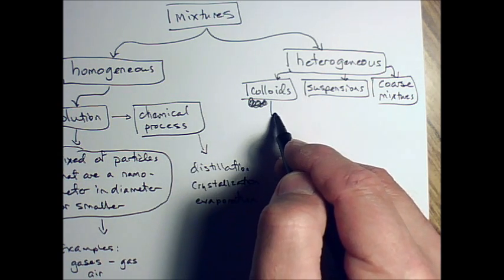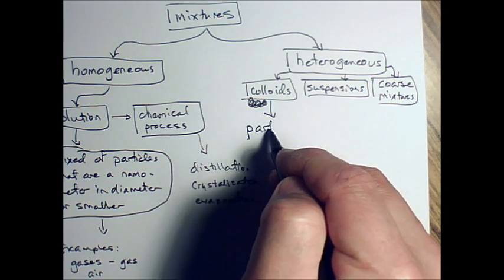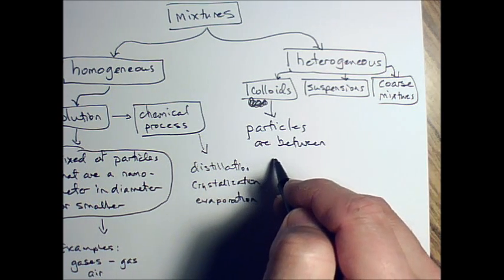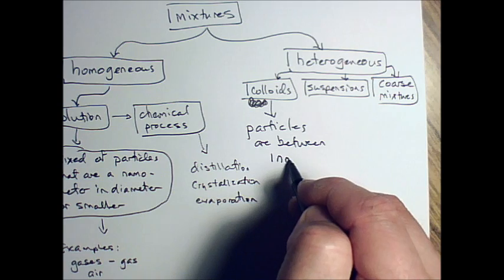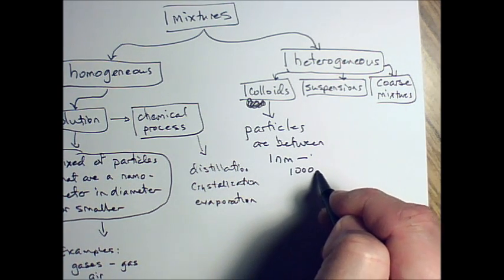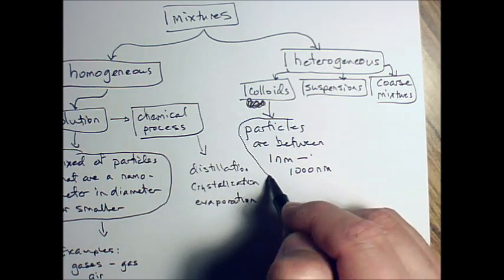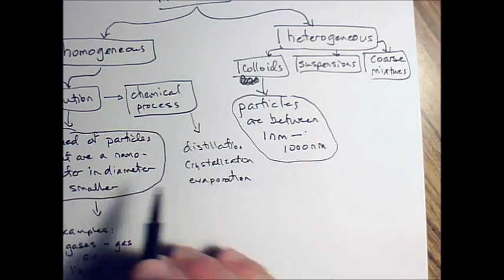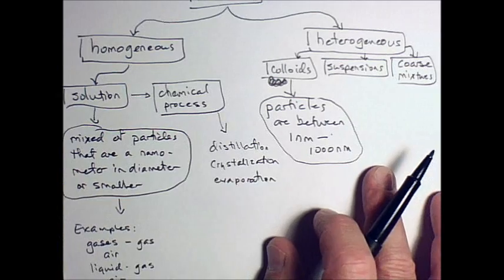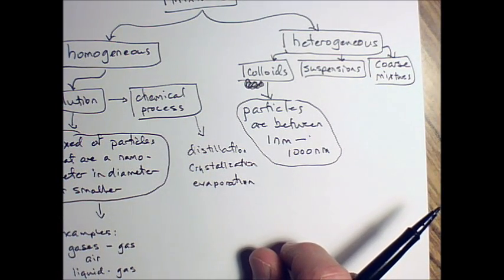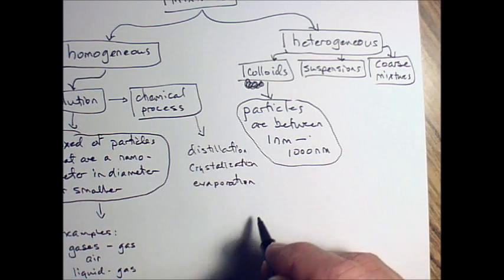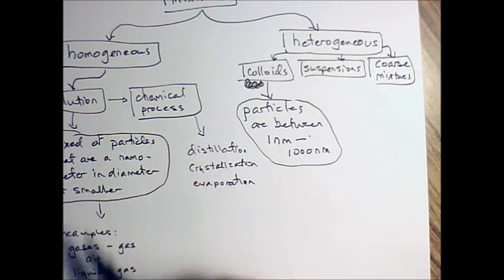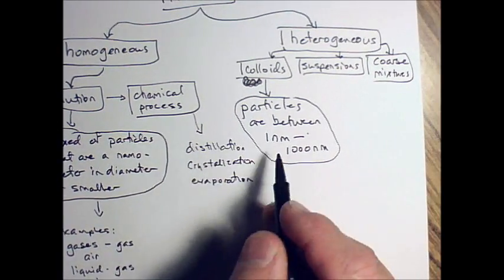All right, colloids: particles are between 1 nanometer and 1,000 nanometers. So remember, in solutions, they're smaller than a nanometer. In colloids, they're greater than a nanometer and less than 1,000 nanometers. Is coarse mixture a solution? No. The only solutions are these over here.